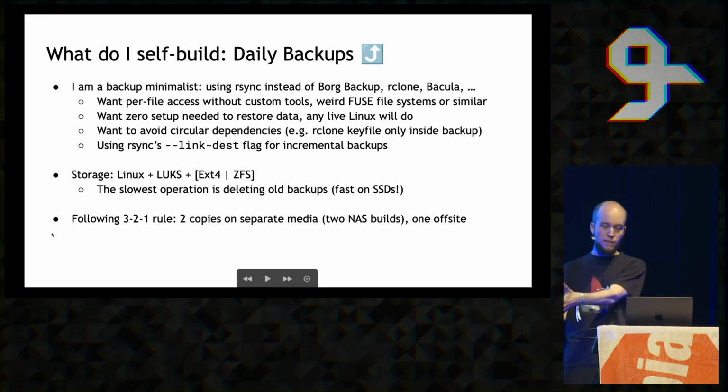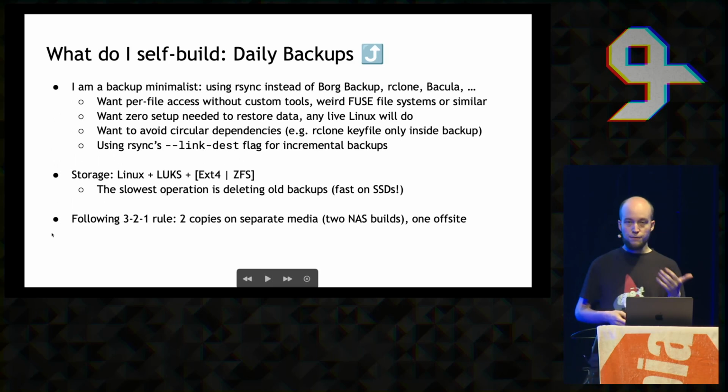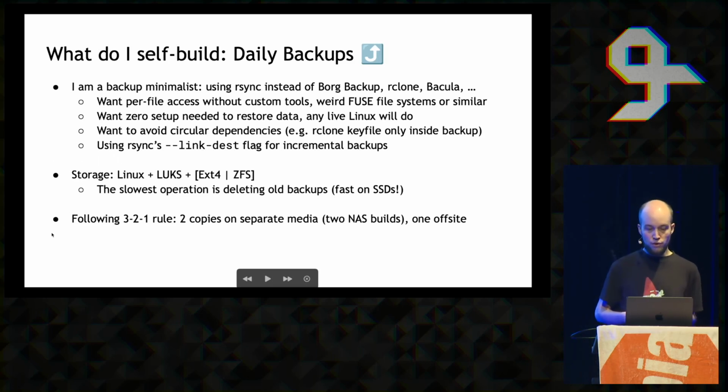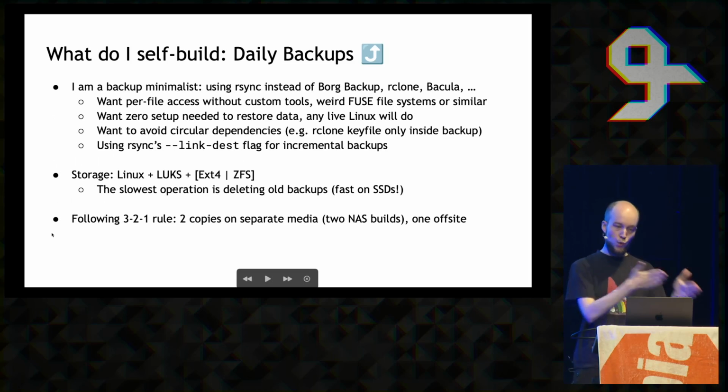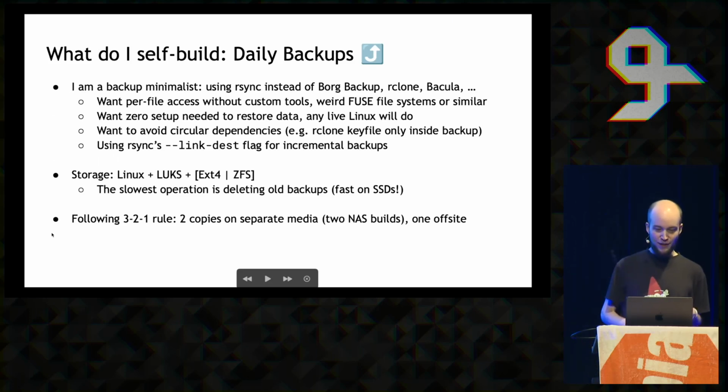Where do I actually copy my data onto? The storage side of it, I run Linux on two separate PC NAS builds. I'm going to show you those later. And on these, I use LUKS for full disk encryption, and I use ext4 as the file system on one of the builds and ZFS on the other, just so that I have some sort of variance in there. And if one has an issue or if I screw up the operation of one of them, I can still go to the other. This has worked spectacularly well.